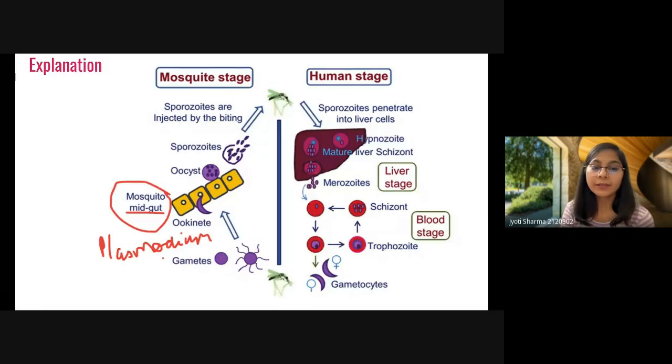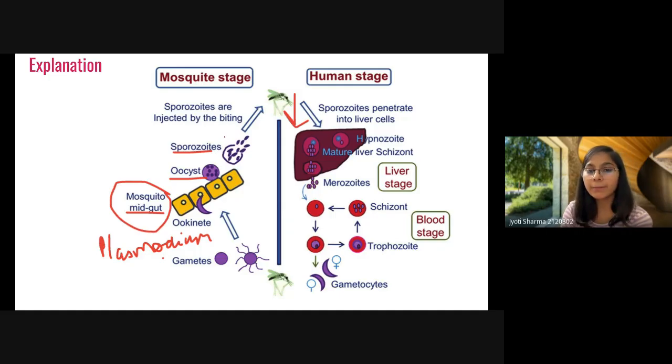Then it will create oocysts. An oocyst is a kind of female reproductive spore, you can say. So, it can produce some spores. That Plasmodium inside the mosquito will then give you the sporozoites. These sporozoites are injected by the biting. So whenever the mosquito bites the human, it will give you the sporozoites in your human body. Okay, so the sporozoites of the Plasmodium will be given by the mosquito to the human body.